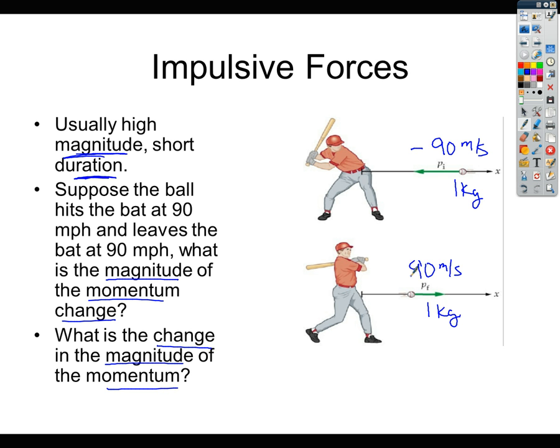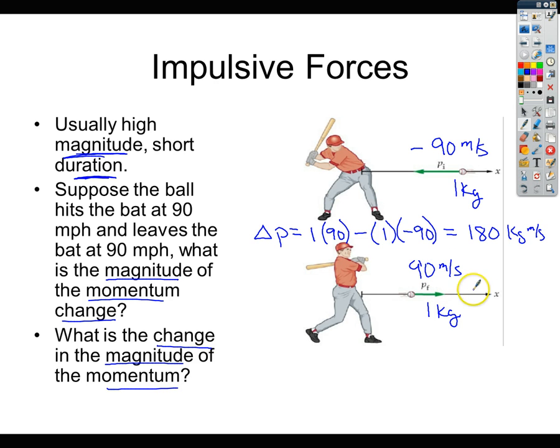So if we figure out what the magnitude of the momentum change would be, we know the change in momentum would be equal to, let's do the final first, so this would be 1 times 90 minus, and then we're going to do 1 times negative 90, and we end up with a 180 kilogram meter per second change. So that would be the magnitude of the momentum change.